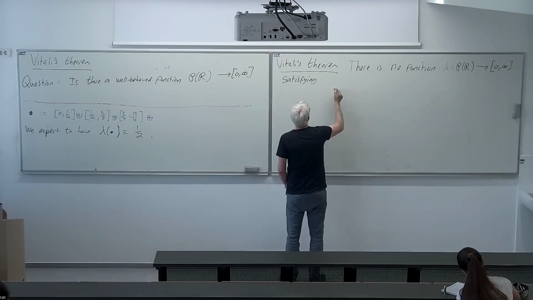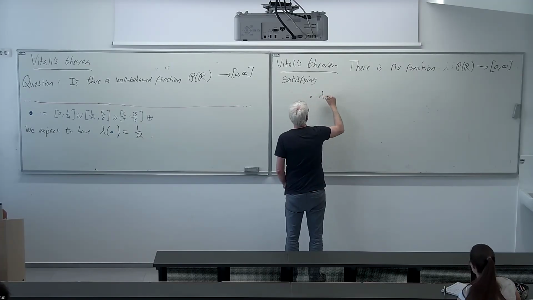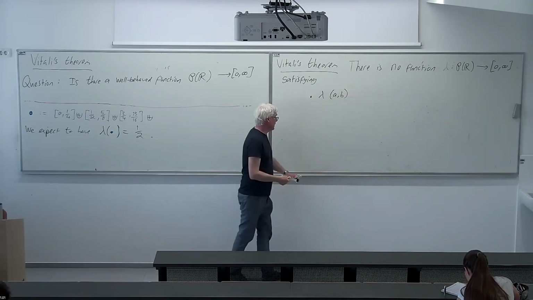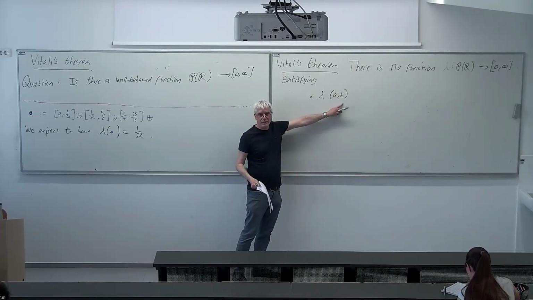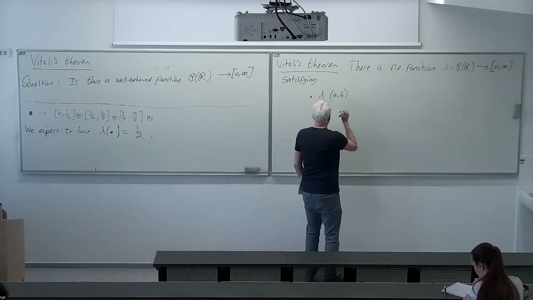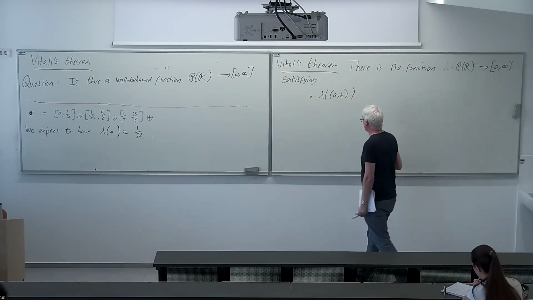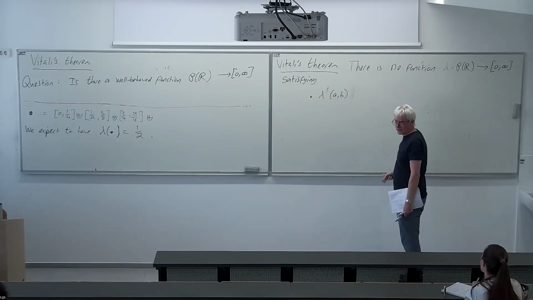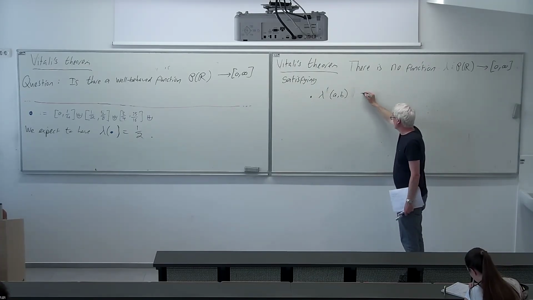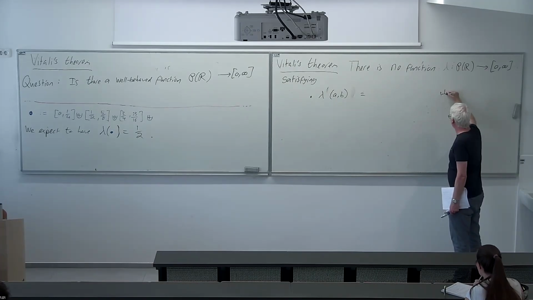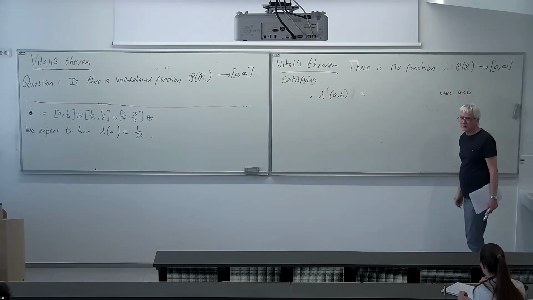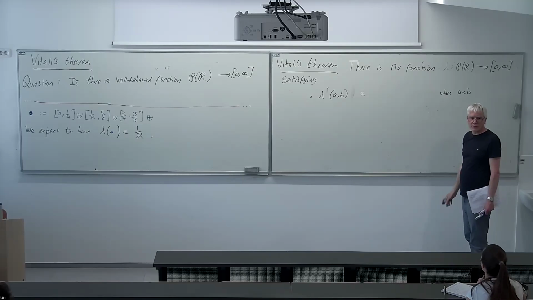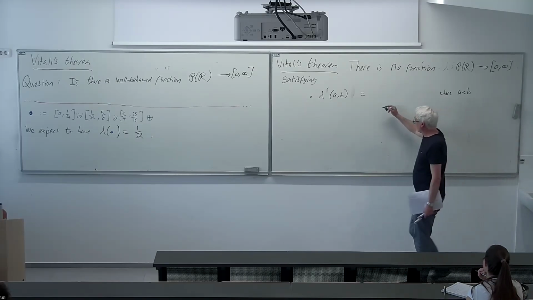So the first one is, if we apply lambda to the open interval (a, b), I mean, if you want, put another bracket around that, but I somehow don't like double brackets. So lambda applied to the open interval (a, b), where, in order to have such a thing, we'll assume that a is less than b, is going to be b minus a.